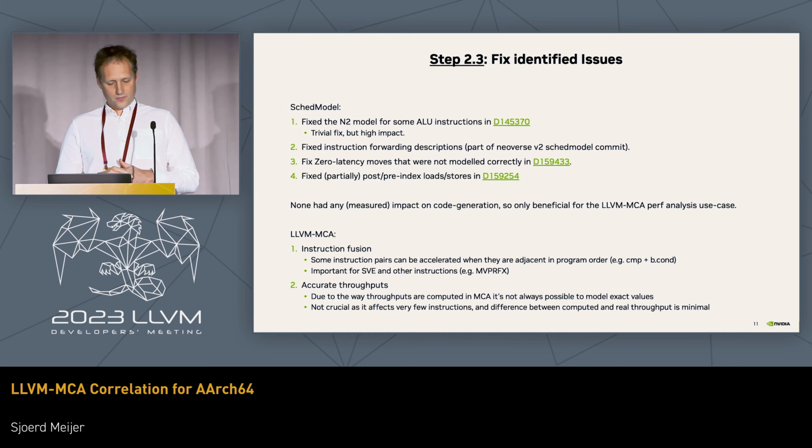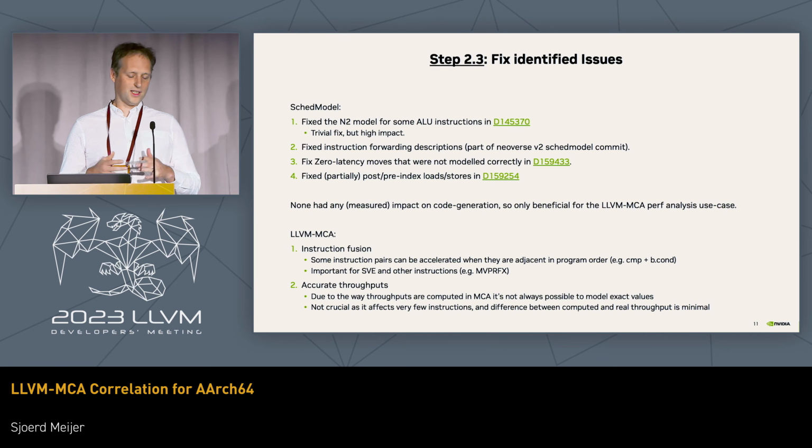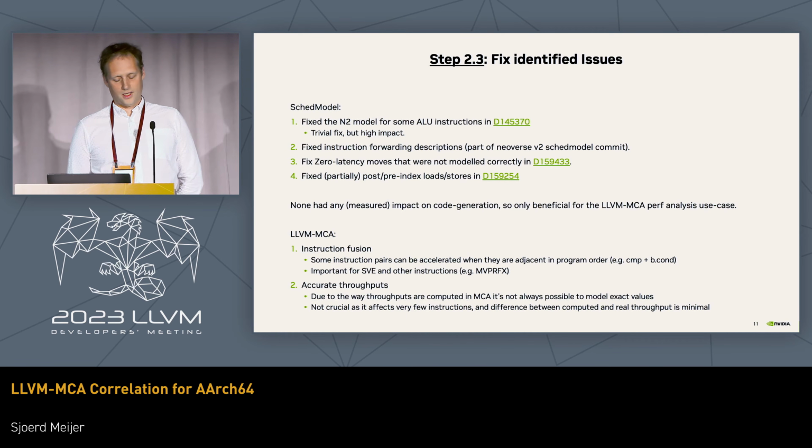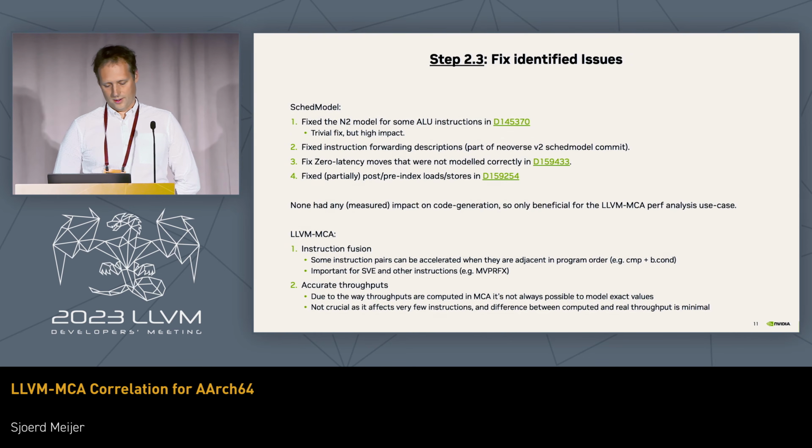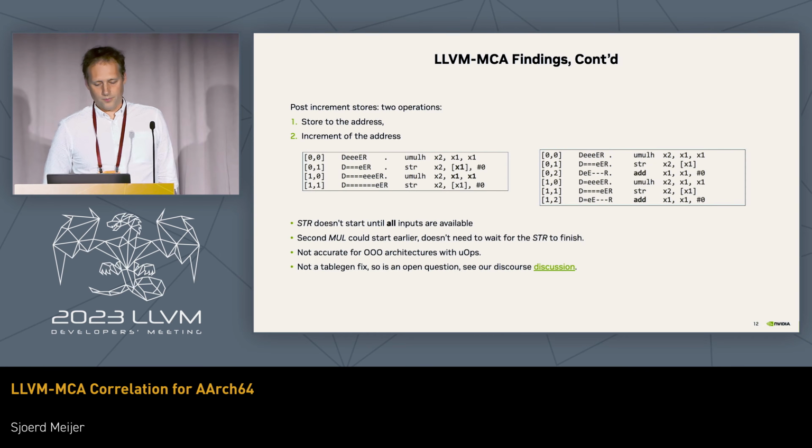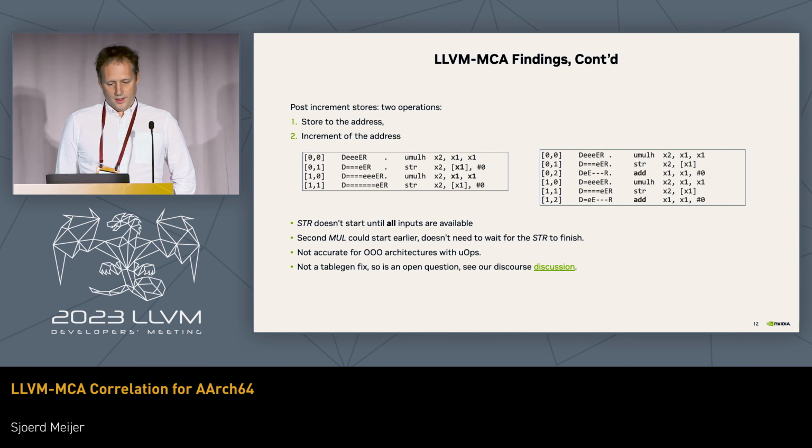About LLVM-MCA, we found that instruction fusion is not modeled at all. That is kind of to be expected, but that's what we also saw. So for example, a compare and branch can be fused, and that's not modeled. It's also important for SVE. The SIMD extension has certain instructions that basically have a zero latency, and that's also not modeled. So when we encounter this, we know that MCA is not giving the right prediction.